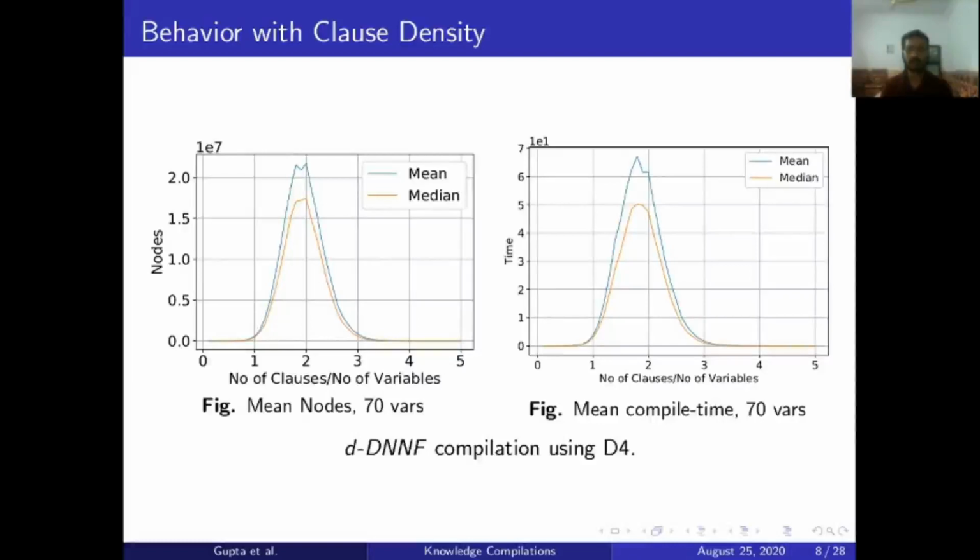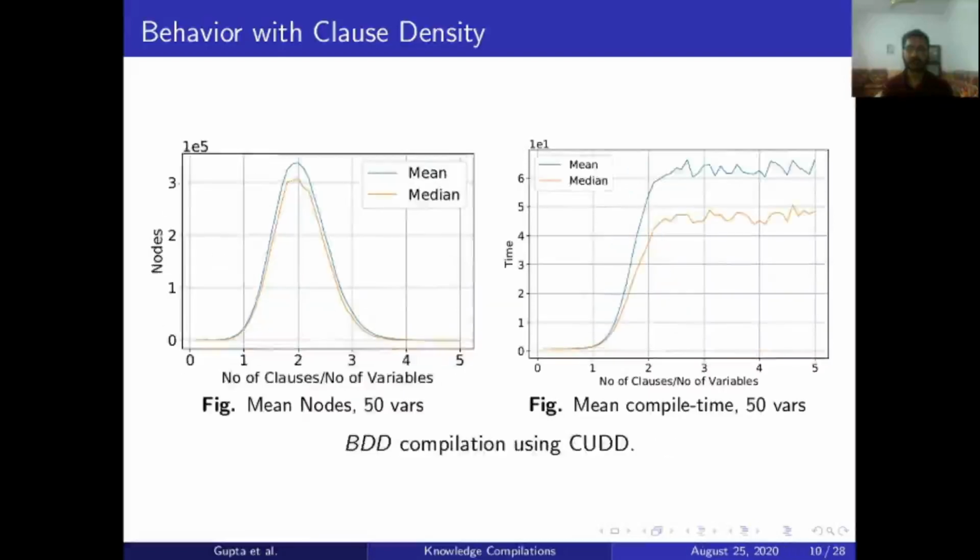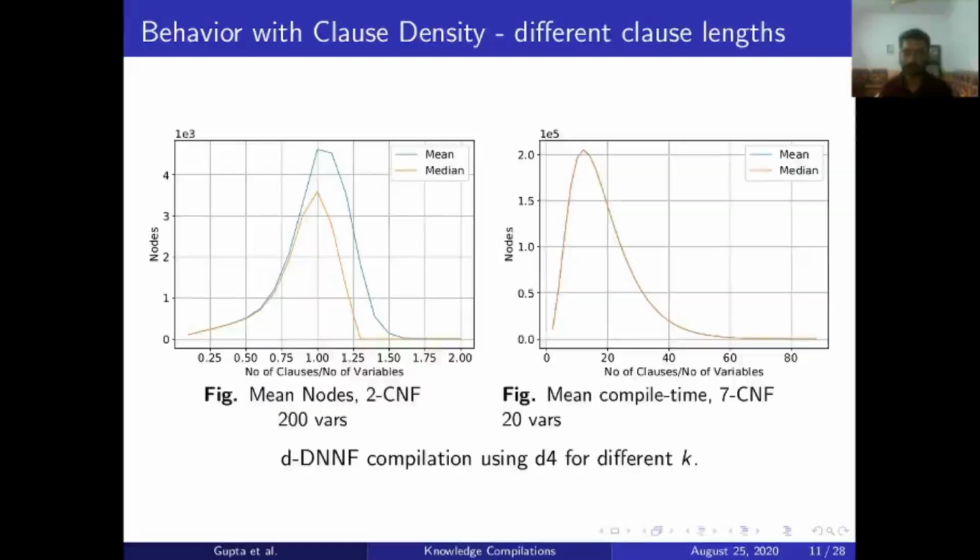Now as we increase the number of variables, we observe that the peak gets sharper and sharper, and the behavior extends simply to STD and BDDs as well. Note that here the compile time for BDD is a bit more involved, and we have discussed this in the paper. However, I'm omitting it here for lack of time.